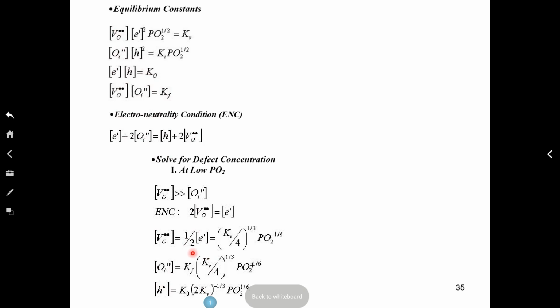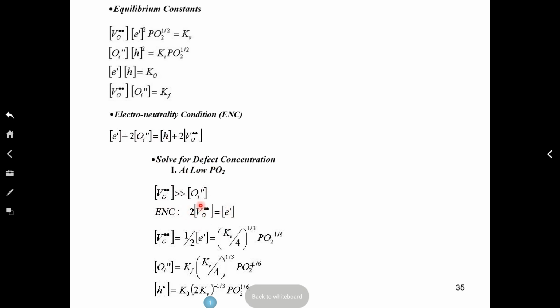But there is a trick: unless you are a brilliant mathematician, you can simplify the electron-neutrality condition for each of these regions. Remember, we're dealing with low PO2, intermediate PO2, and high PO2. At low PO2, I know that oxygen vacancy is going to dominate, so we can ignore oxygen interstitial, and associated with oxygen interstitial, you have electron holes. We ignore this and ignore that. The electron-neutrality condition becomes much simpler.